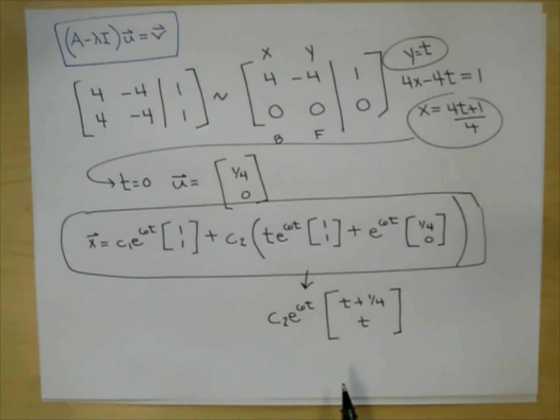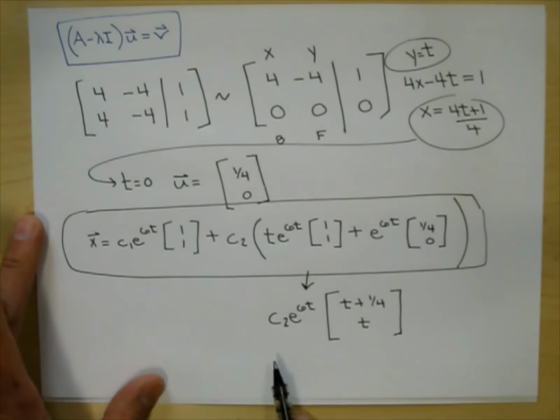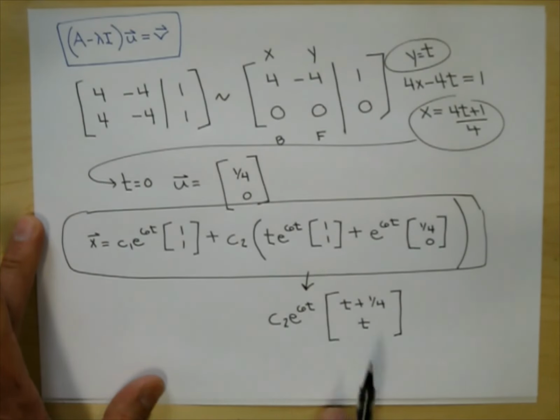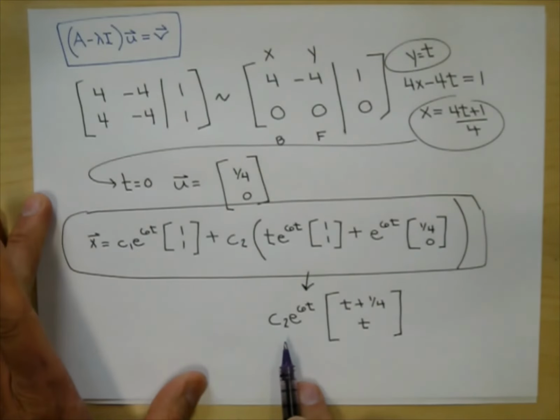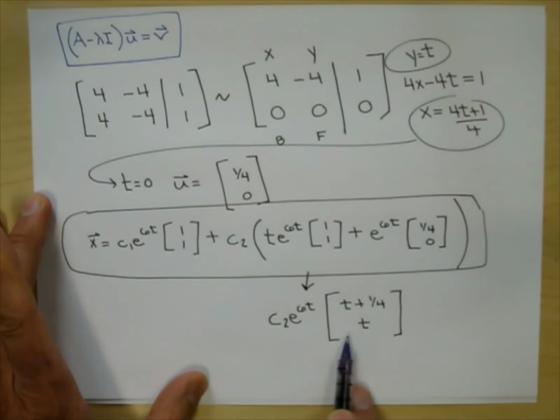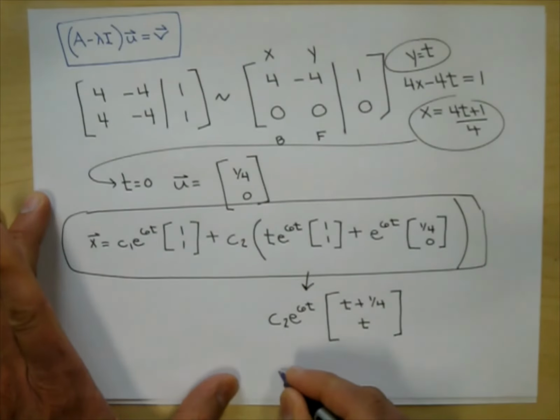The other thing you can do, and this might help if you're doing an application maybe later on in a technical class and you don't like that 1/4 there, so I'll do this in purple. This is completely optional. You could multiply. Remember, this is a C2, so C2 is just some constant. You can multiply this vector by whatever number you want. It could be any scalar of this. Meaning, watch this. We can write this as C2 e to the 6t.